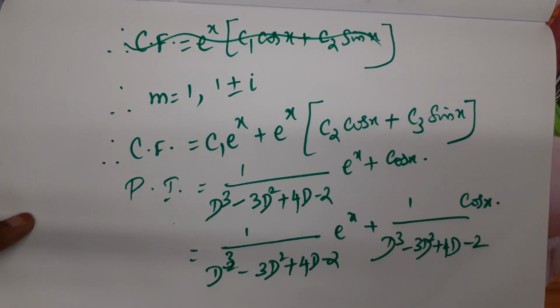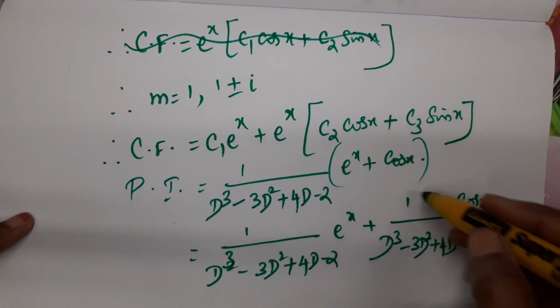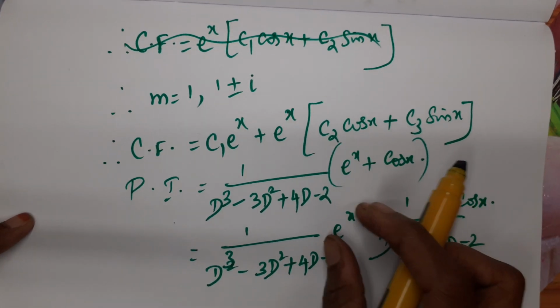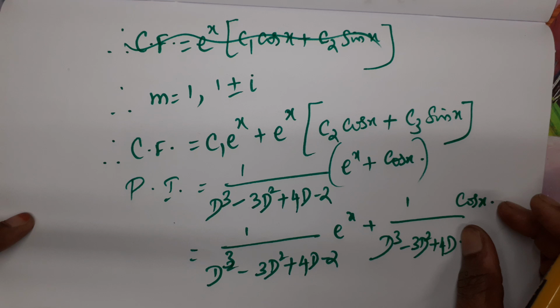Come to the PI. PI is nothing but 1 by D cube minus 3D square plus 4D minus 2, into e power x into cos x. This I have split into two terms, one with e power x and the other one with cos x.